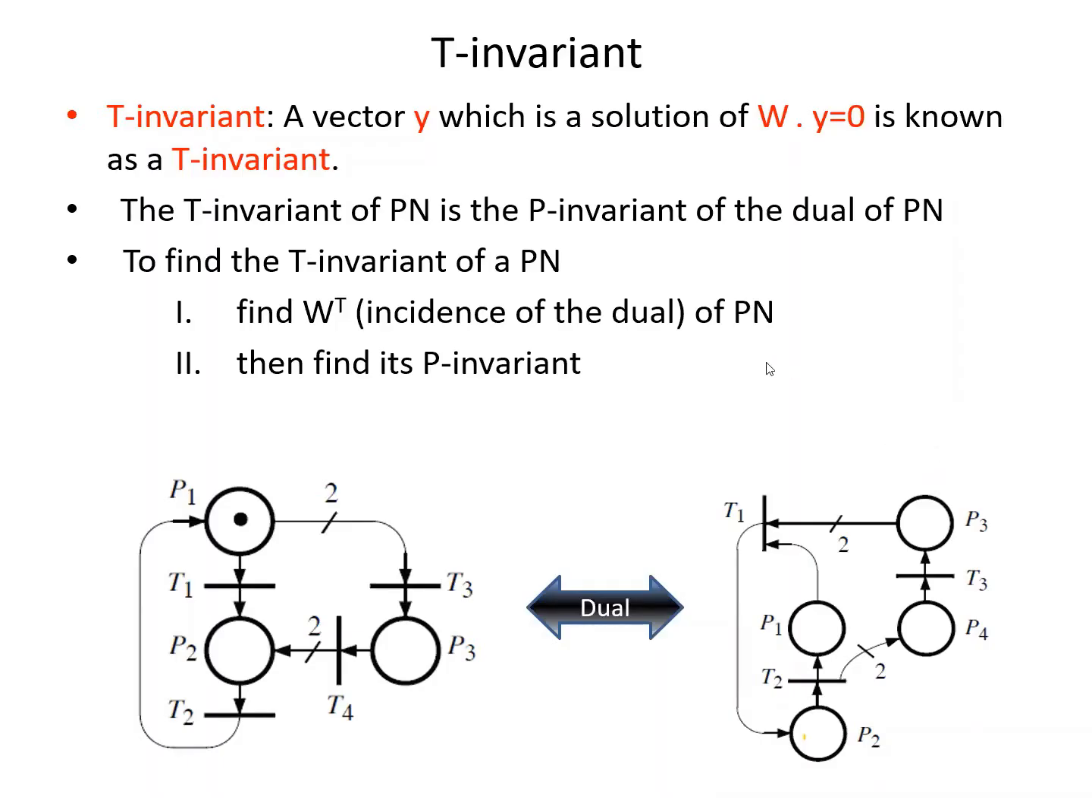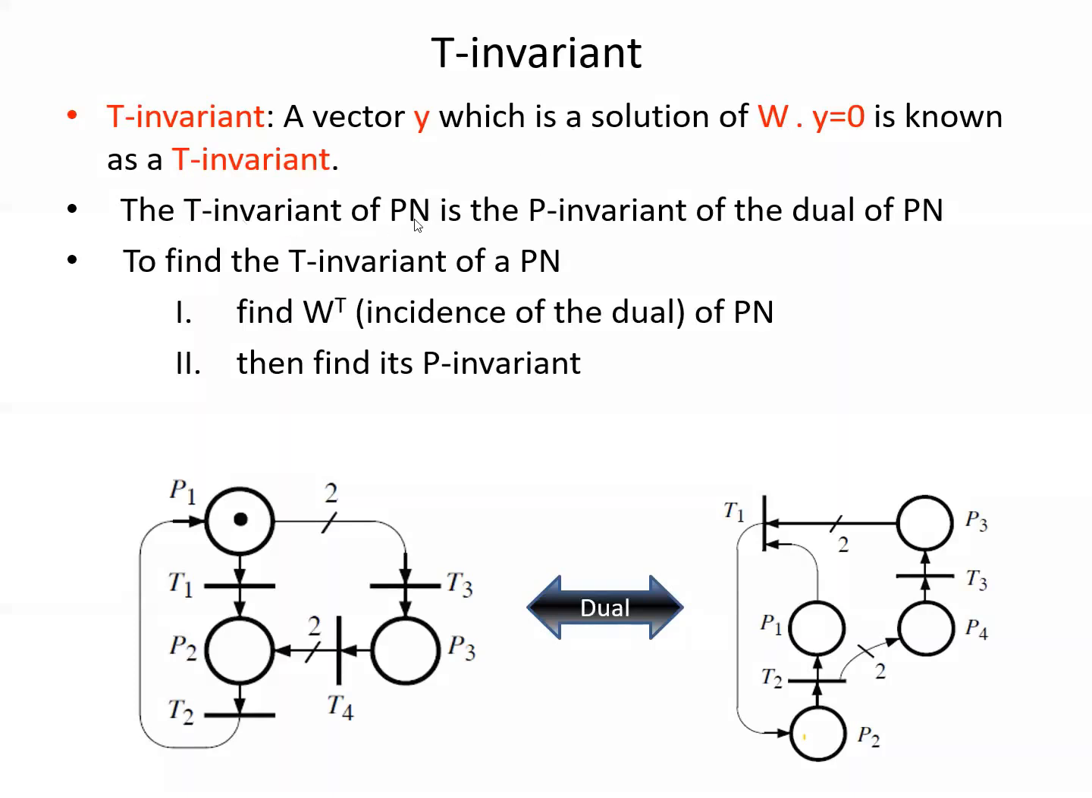Okay, so next we'll discuss the T invariant. Now a vector y, which is a solution of w dot y equal to 0, is also known as a T invariant. Again, y is the firing matrix which is multiplied with this w, and if we get a 0 null matrix, then y is called the T invariant.